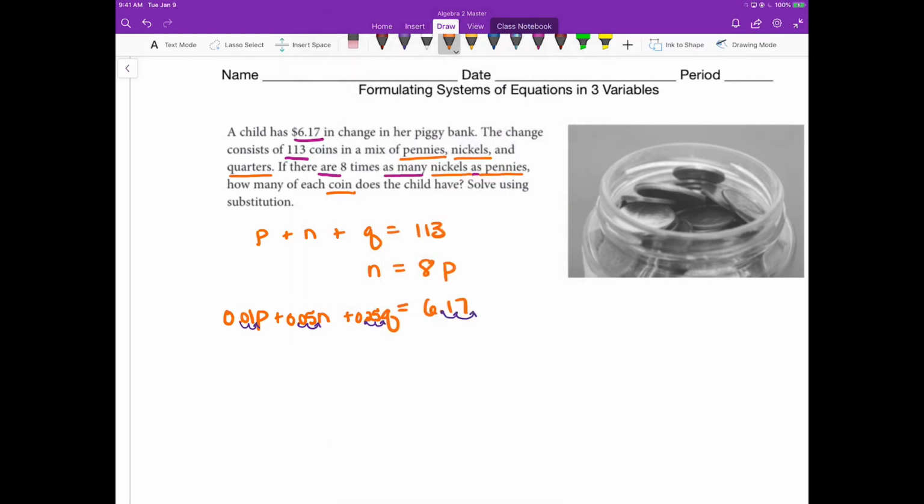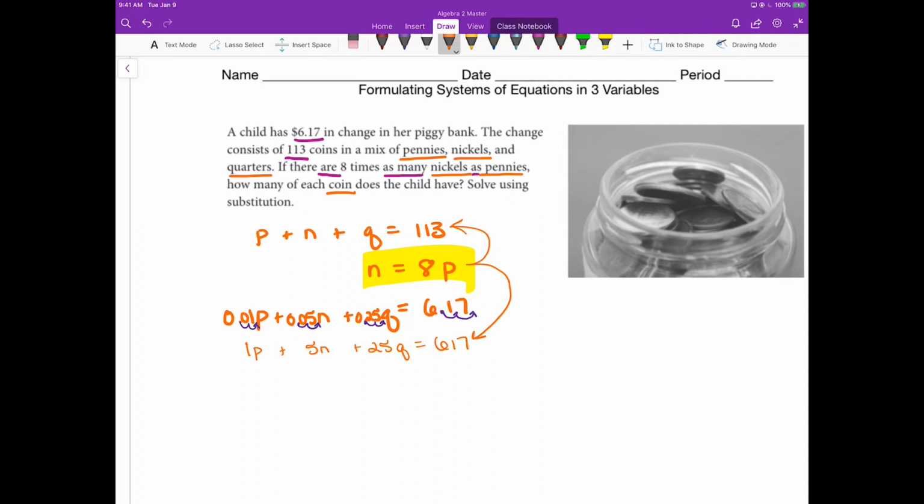So we can rewrite our equation as 1p plus 5n plus 25q equals 617. And then our equation becomes easier to solve. And we want to solve it by substitution, which is perfect because we have this value for n that they give us here. So let's use that value for n to substitute into this equation that we just found, and the first one. So into this first equation and into the one we just found.